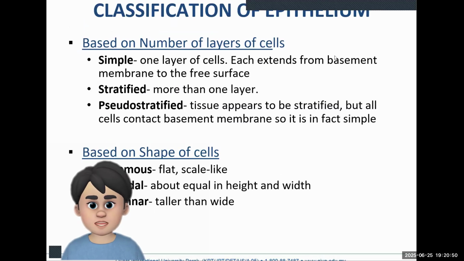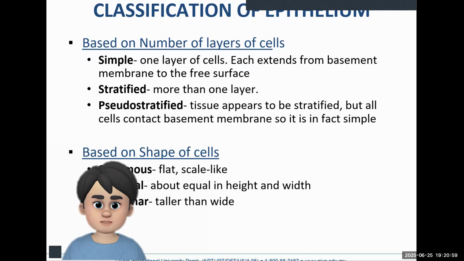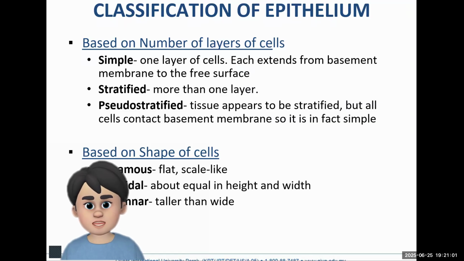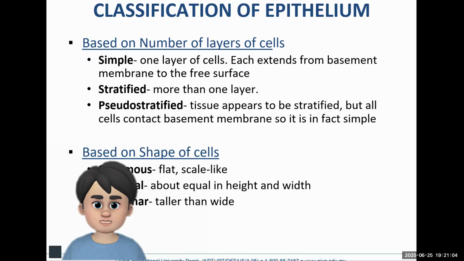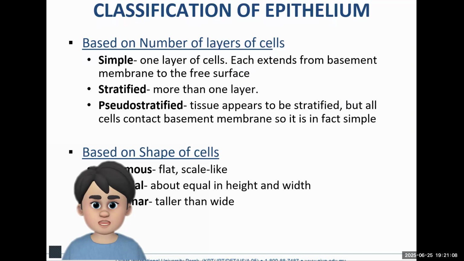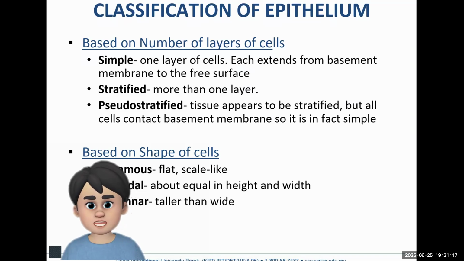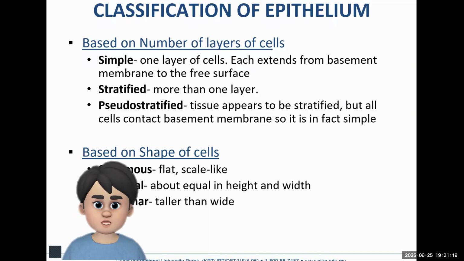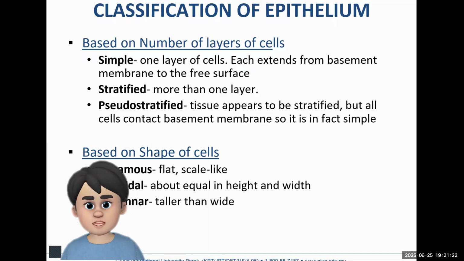Next one, classification of the epithelium, based on number of cell layers. So that we discuss now. Simple means one layer of cells, each extending from basement membrane to the free surface. Stratified, more than one layer. Pseudostratified means a tissue appears to be stratified, but all cells contact the basement membrane. So it is in fact simple. That means epithelial tissue sits on the basement membrane.